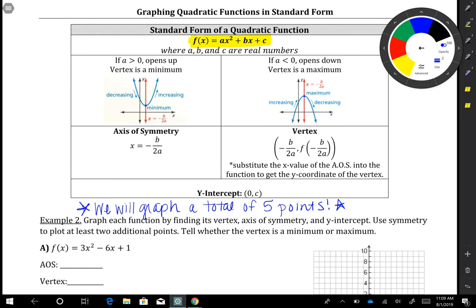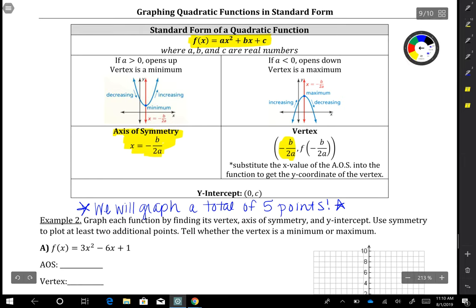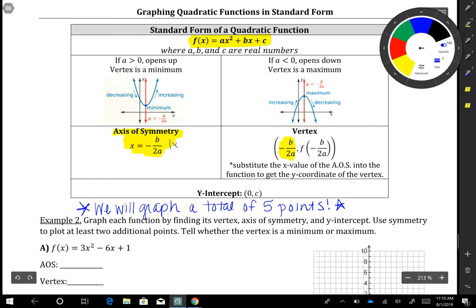which we know is that vertical line that cuts our parabola in half, and we have a little formula that helps us find it. The formula is x equals negative b over 2a. So we use those letters a and b from our function. Because our axis of symmetry goes down the middle of our parabola and straight through the vertex, that same little formula is our x-coordinate of our vertex. So let's remember what that is.